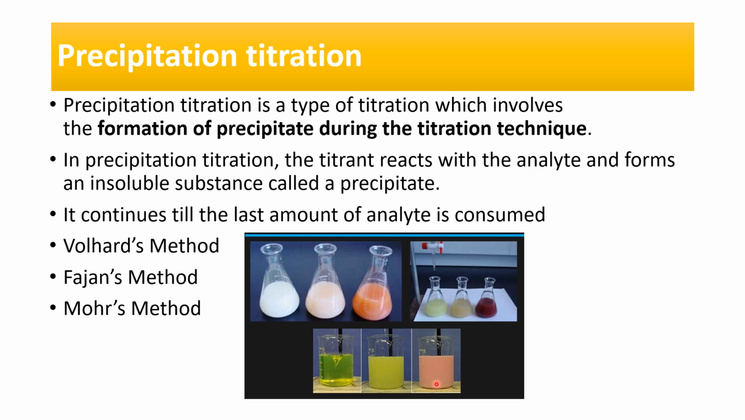The examples for this precipitation titration are Volhard method, Fajans method, and Mohr's method. For details, you can refer to the books which I am writing in the description box. I can suggest Volhard, or you can refer to Skoog for further details.